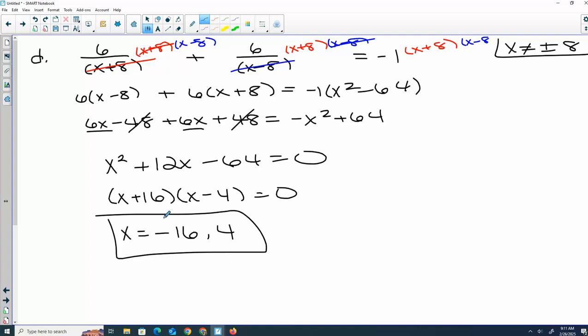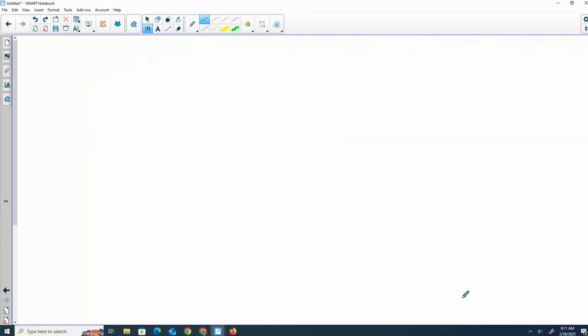The inequalities, E should be negative 4/7 to negative 1/2 with parentheses. F, negative infinity to negative 5 with a parenthesis, union bracket 1/3 to infinity. G, parenthesis 1, comma 4 with a bracket. And H, negative infinity to negative 3/2 with parenthesis, union bracket negative 1/2 to infinity.